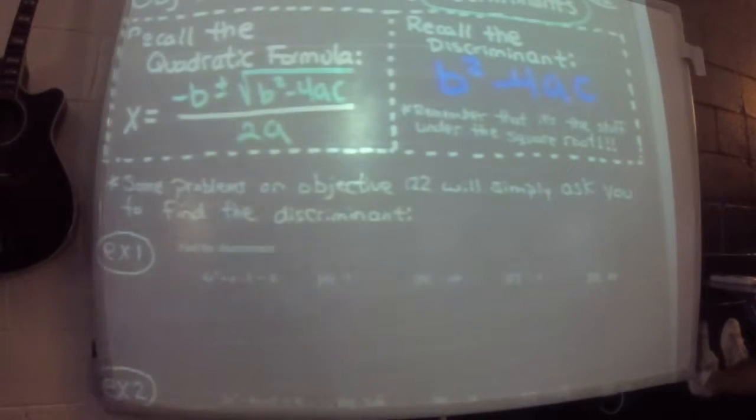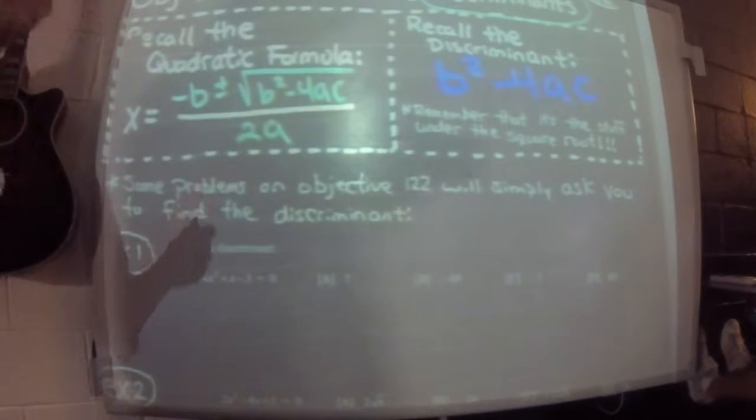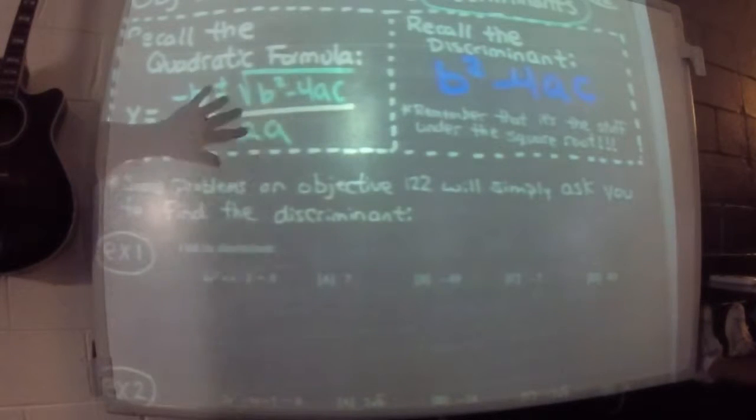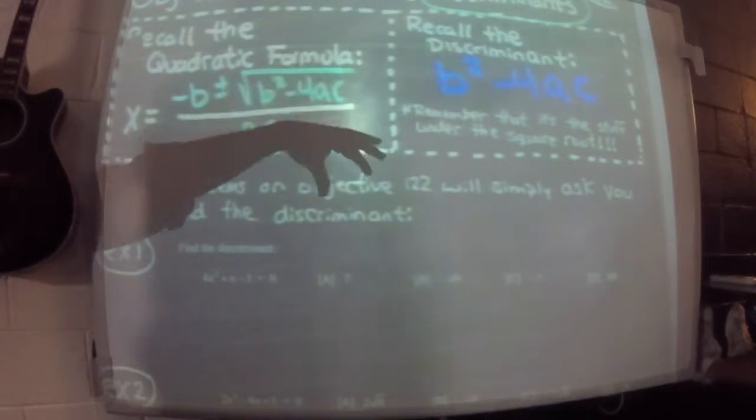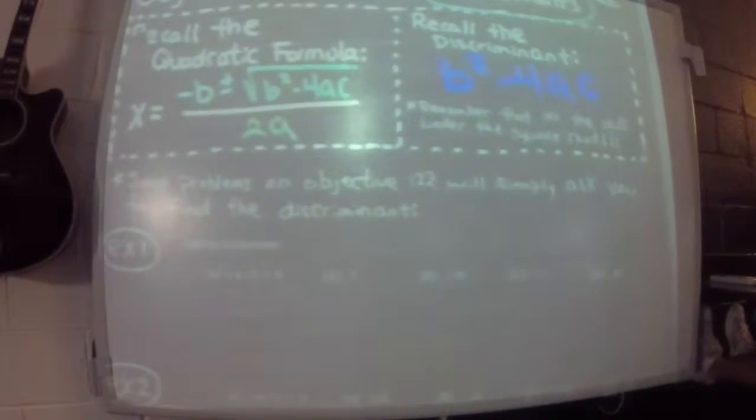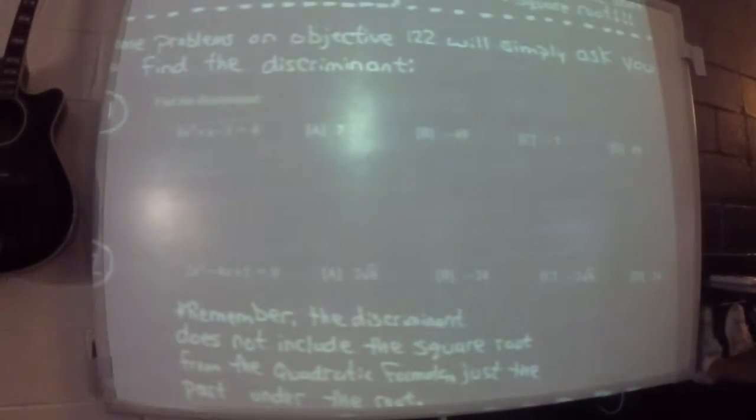Okay, some problems. These first two problems are going to be really easy. Some problems are going to give you a quadratic, and they're actually in standard form. They're going to go x squared plus x plus a number, and they're just going to ask for the discriminant.